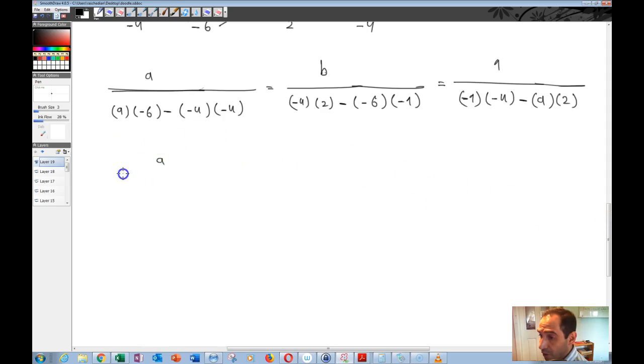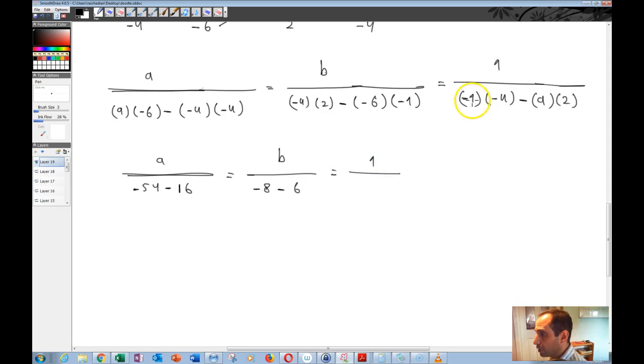And so you have A over 9 times 6, which is 54, so that's negative 54 minus positive 16, is equal to B over negative 8 minus positive 6, is equal to 1 over positive 4 minus positive 18. Okay, so now 54 and 16 is 70, negative 70, is equal to B over negative 14 is equal to 1 over negative 14. So that means that A over negative 70 is equal to 1 over negative 14.